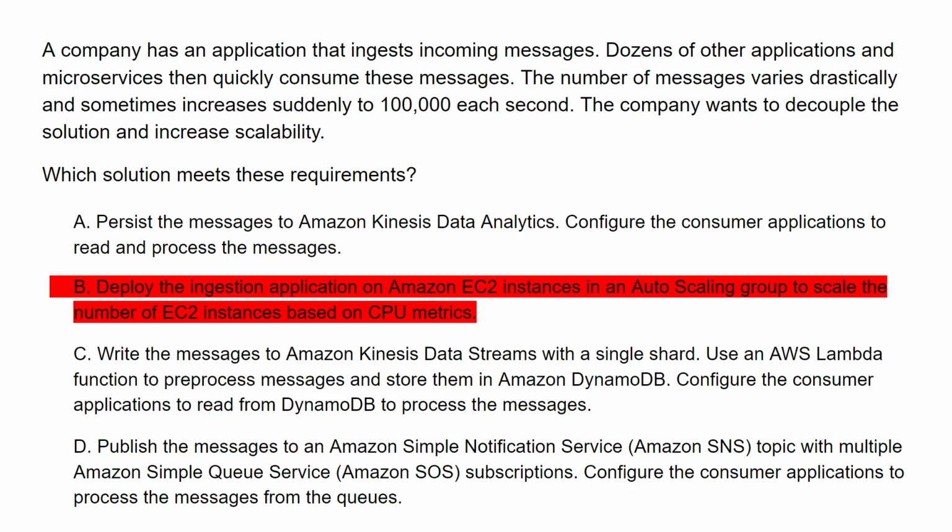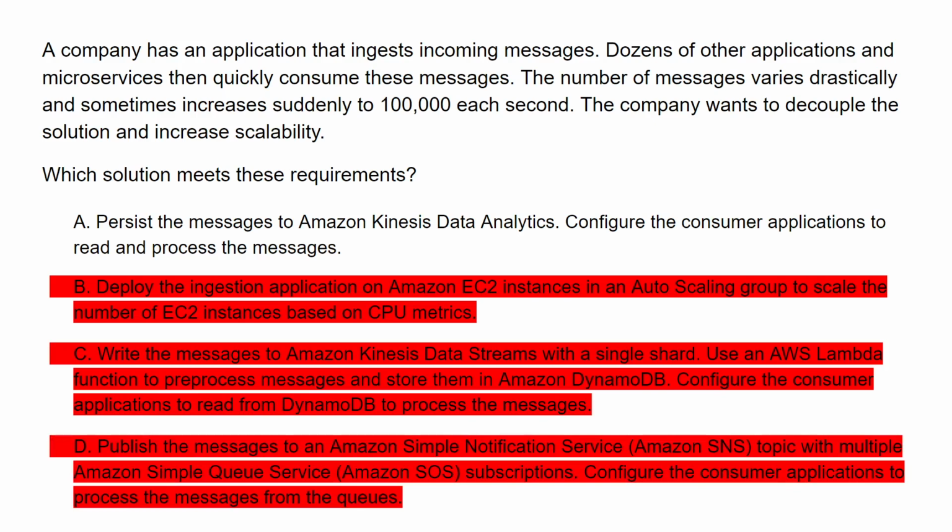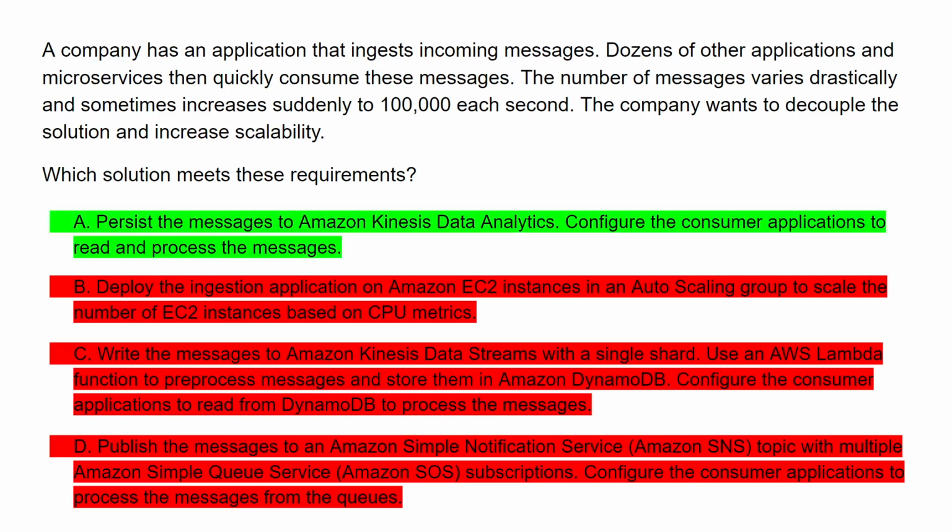We can then eliminate option C, because it is not efficient enough, and it involves too many components that make it too complicated. We can finally eliminate option D, because 100,000 messages per second is usually not a typical queue-based application use case, because it is not realistic for a queue to process 100,000 messages per second. This leaves option A as our only solution left standing.